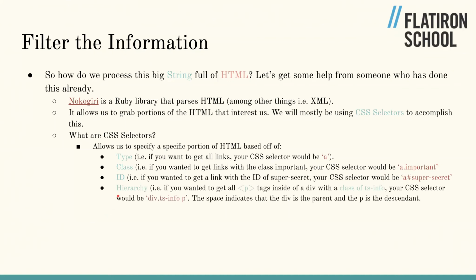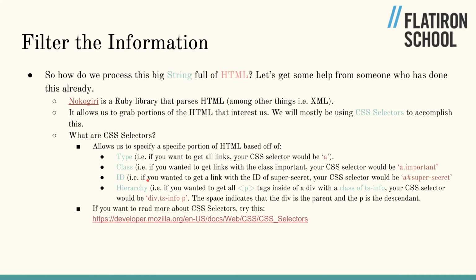You can also base your CSS selectors off of hierarchy. So if I wanted to get all p tags inside of a div with a class of tsinfo, the selector for that would be div.tsinfo. So that's specifying a div with the class of tsinfo. And then I would do a space and p. So the space p says, hey, all p's which are children of this div. So that's really, really powerful. And that's going to be, I don't want to say the most important, but a very, very important part of us using CSS selectors: the hierarchy of the page and how we can utilize that to grab what we want.